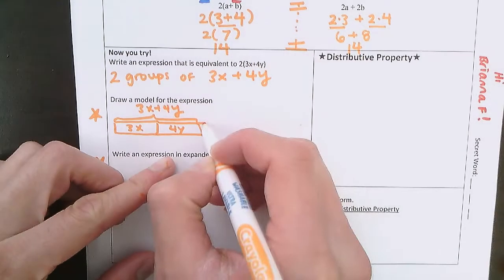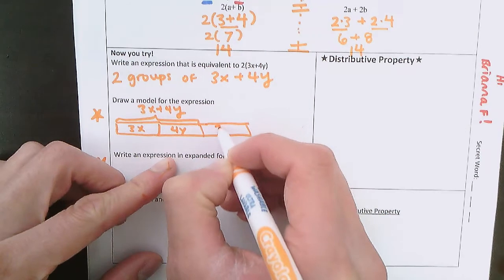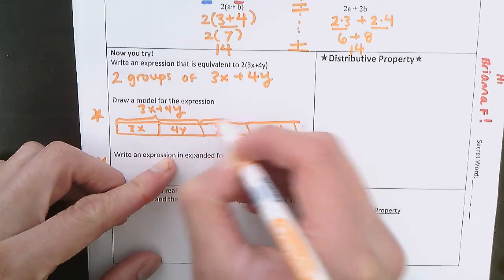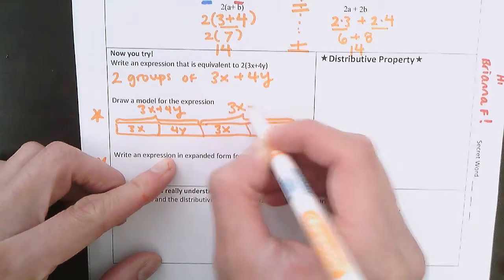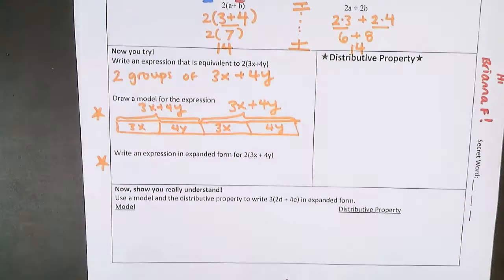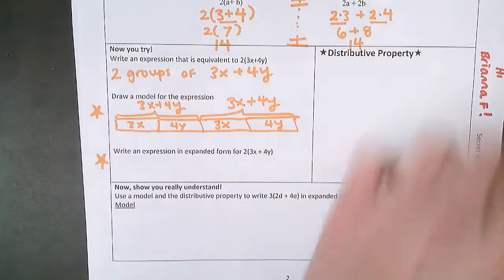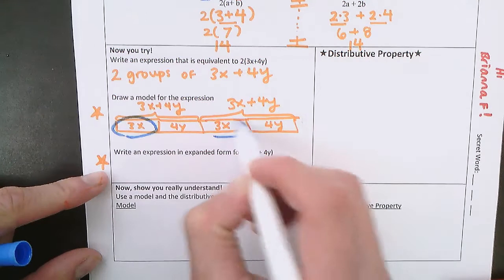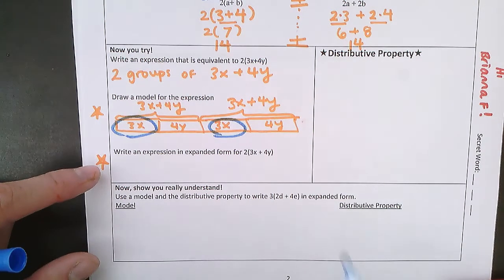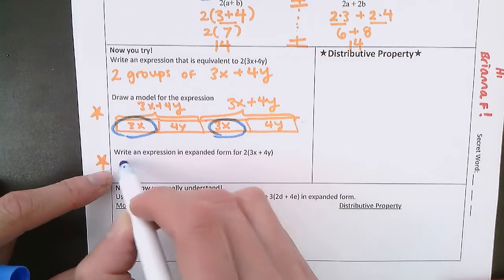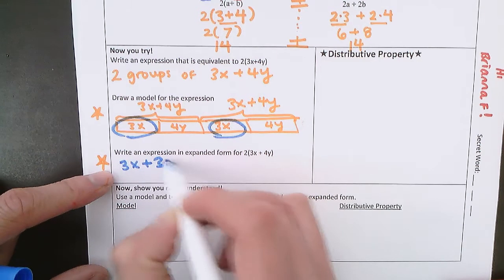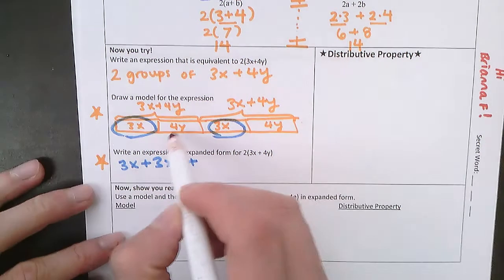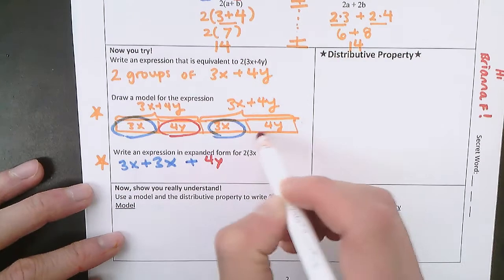We're going to have to add in another group of 3x plus 4y. 3x and a 4y here. This is another group of 3x plus 4y. So altogether, we have 3x here, and another 3x here. So 3x plus 3x, plus, let's check our y's. I have a 4y here, and a 4y here.